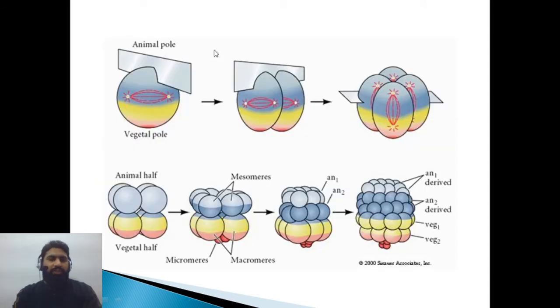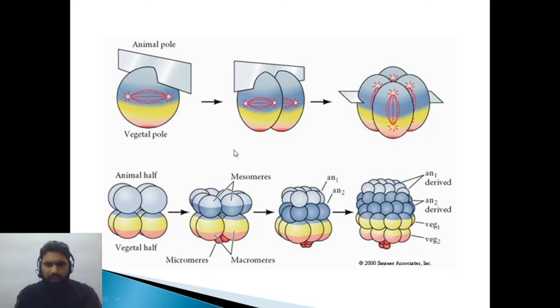Before that, we can just discuss the mode of division in sea urchin. This is the vegetal pole and this is the animal pole. The first division is meridional. The second division is also meridional. After the first division, you will get 2 cells. After the second division, you will get 4 cells. The third cleavage is equatorial, and with its help you will get 8 cells. In this manner, the division continues.